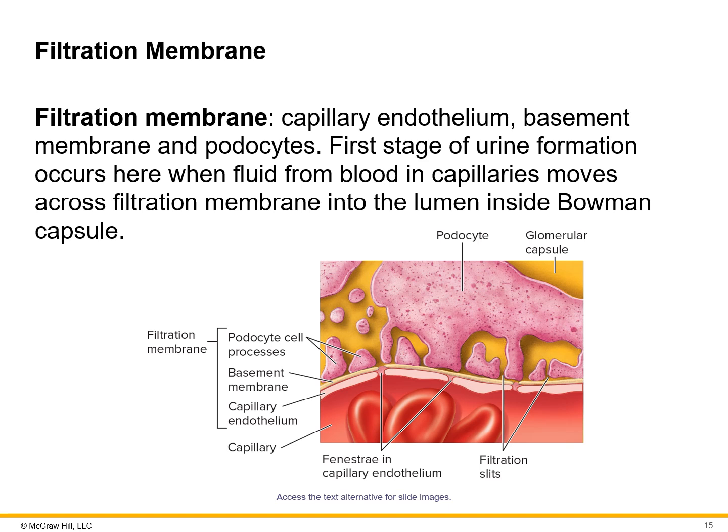So if we look at this filtration membrane, again, we have endothelium, just like we do on our vascular tissue, that basement membrane, and then the podocytes themselves. So the first stage of the formation of urine occurs here in this filtration membrane. This is filtering the fluid from the blood of the capillaries and is going to move it to the inside of Bowman's capsule.